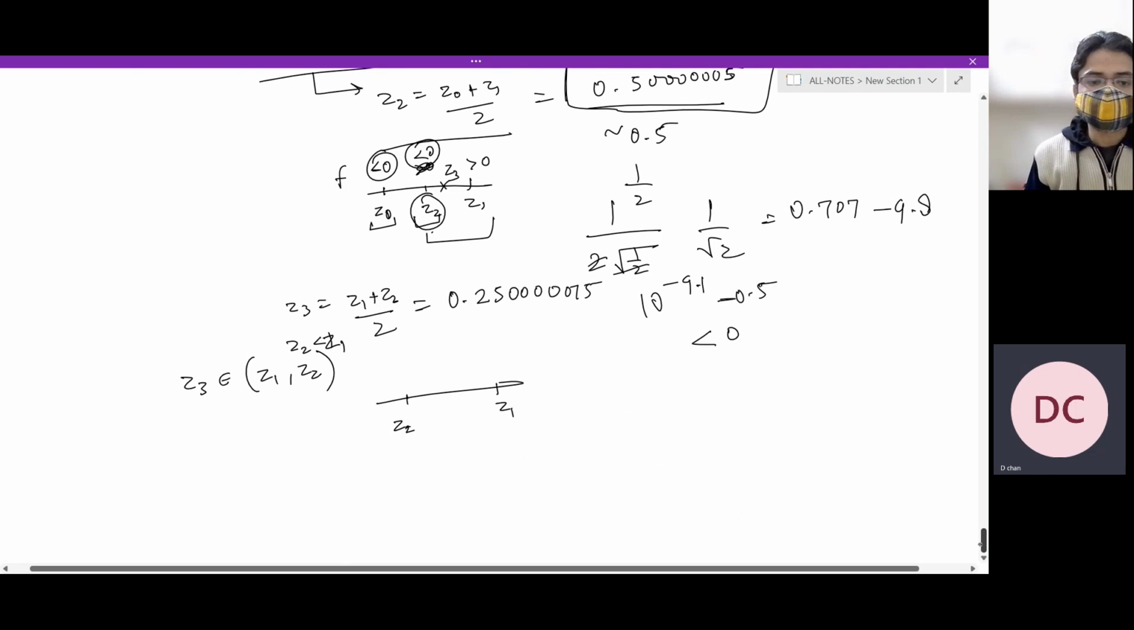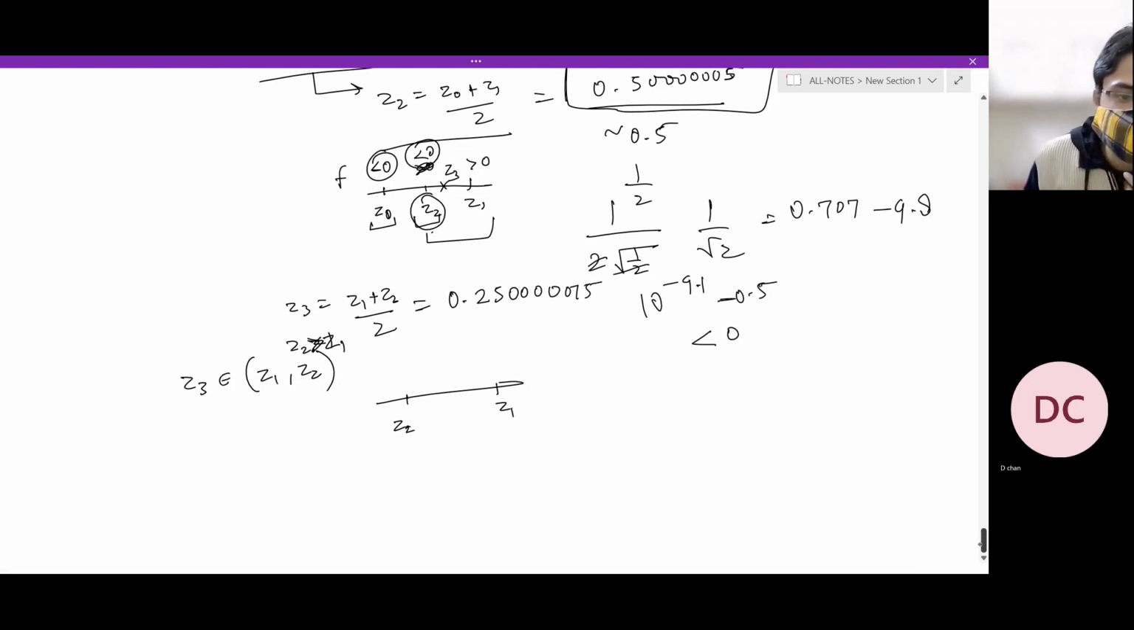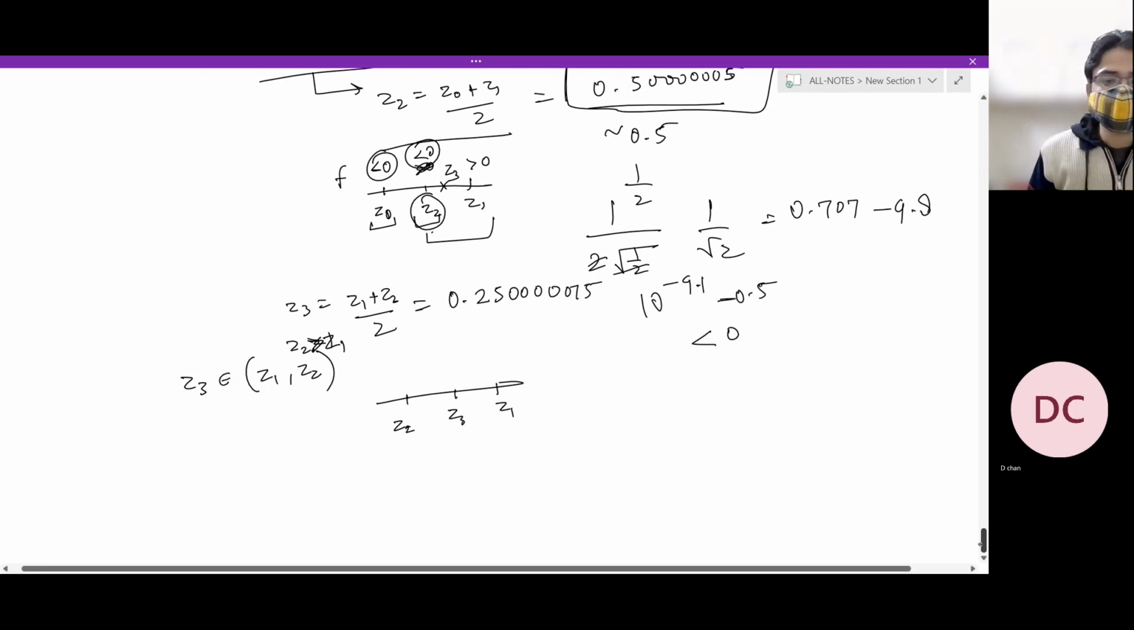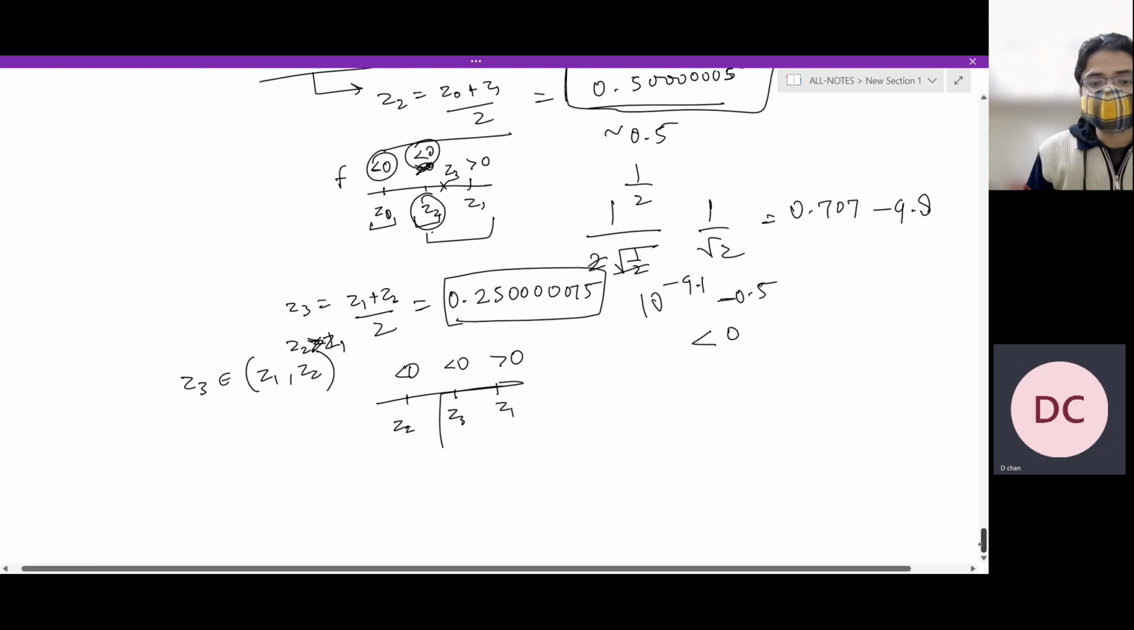Is it? No. Z2 is greater than Z1. So actually, it is between Z1 and Z2. So Z3 would be something right about here. So you know that f of Z2 is less than 0. f of Z1 is greater than 0. And let's say if you calculate maybe f of Z3, then it will be again less than 0. So again, you'll be taking this interval.